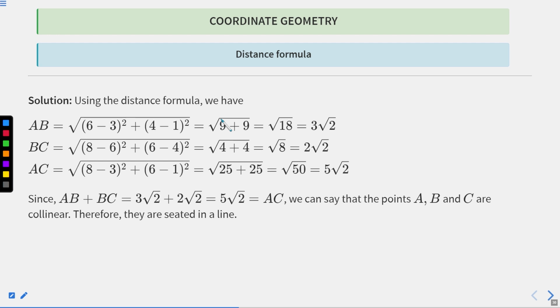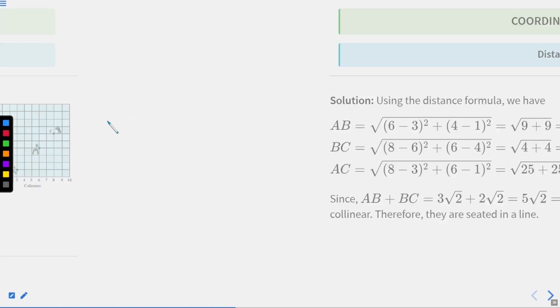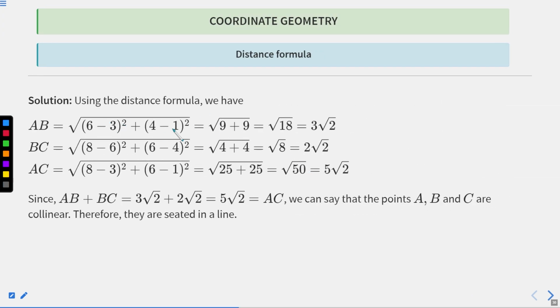Here we will use the distance formula. Using the distance formula, the distance AB is equal to the square root of (6 minus 3) whole square plus (4 minus 1) whole square, since the coordinates of A are (3, 1) and the coordinates of B are (6, 4). If we calculate it, this is equal to the square root of 9 plus 9, that is the square root of 18, which is 3 times the square root of 2.